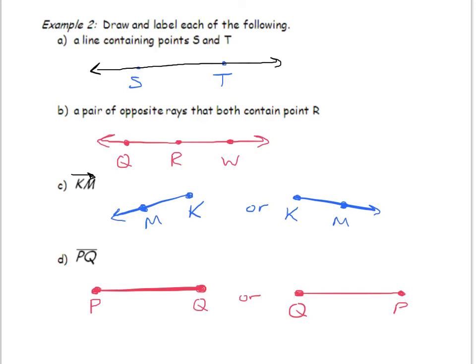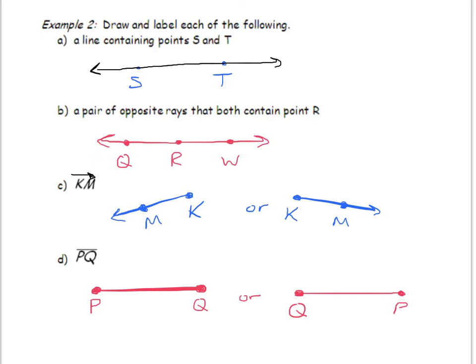So let's go ahead and take a look at what you've got compared to what I have written down. For B, a pair of opposite rays that both contain point R. This is what Ms. Feliniak was talking about. If you have ray RW and ray RQ, they both share the point R, and they make a line when you put them together. So those are opposite rays. Anytime you're working with those opposite rays, the point that is contained by both rays has to be in the middle.